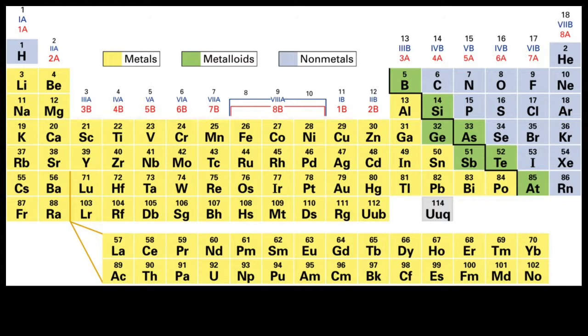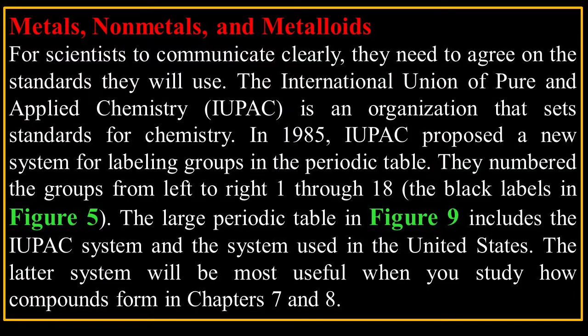So here we have the modern periodic table, metals on the left, nonmetals on the right, metalloids down the stair step: boron, silicon, germanium, arsenic, antimony, tellurium, astatine. Okay, so those, and then underneath are the rare earth metals. It makes the reading of the periodic table a little easier, makes it more compact to take them out of the body of the table. For scientists to communicate clearly, they need to agree on standards they will use.